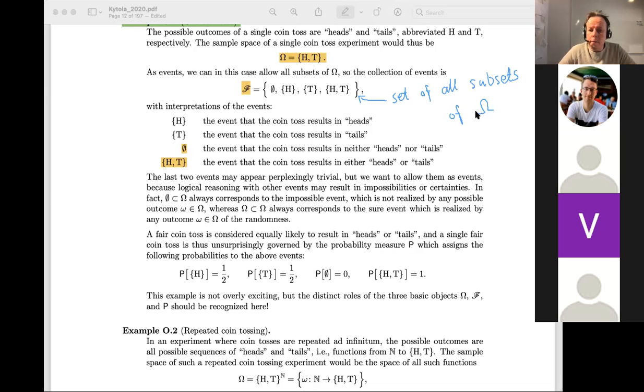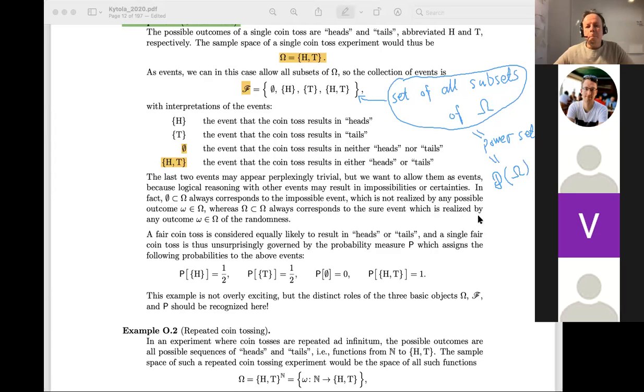then what are those? Those are the set of this element, the set of that element, the set of nothing, and the set of everything. So these four elements constitute the set of all subsets of omega, and this has a special name. It is called the power set of omega, and it's denoted in Kytölä's lecture notes as P of omega.